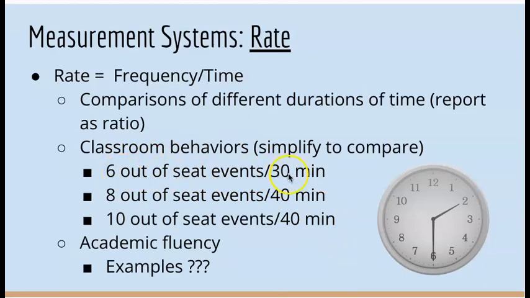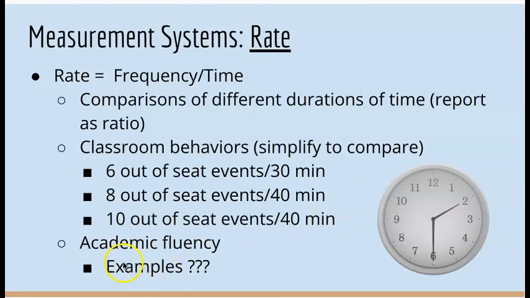So if you look at this, 6 out of seat every 30 minutes. So one behavior occurred approximately every 5 minutes, on average. 8 out of seat events in 40 minutes, also once approximately every 5 minutes. These are essentially the same. But let's say another learner you observed, or maybe in another environment you observed 10 out of seat events in 40 minutes. This is 1 every 4 minutes. So this is occurring at a higher rate. This would be a behavior that you would want to intervene on first.